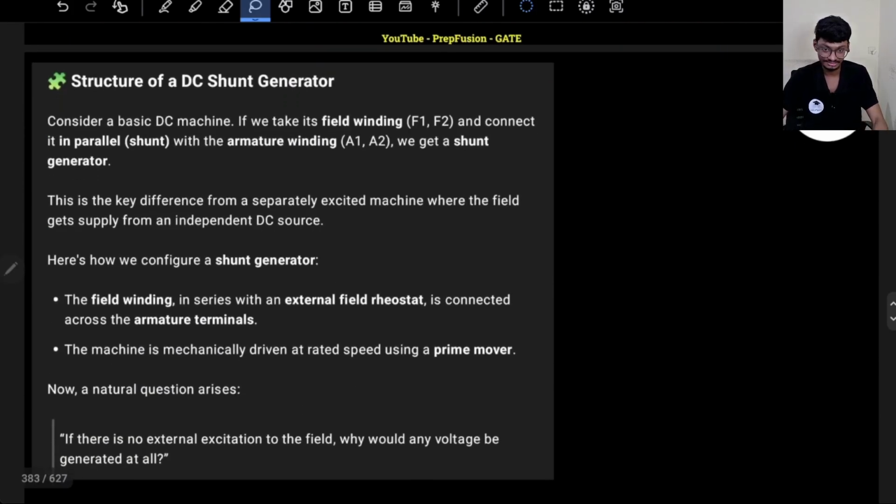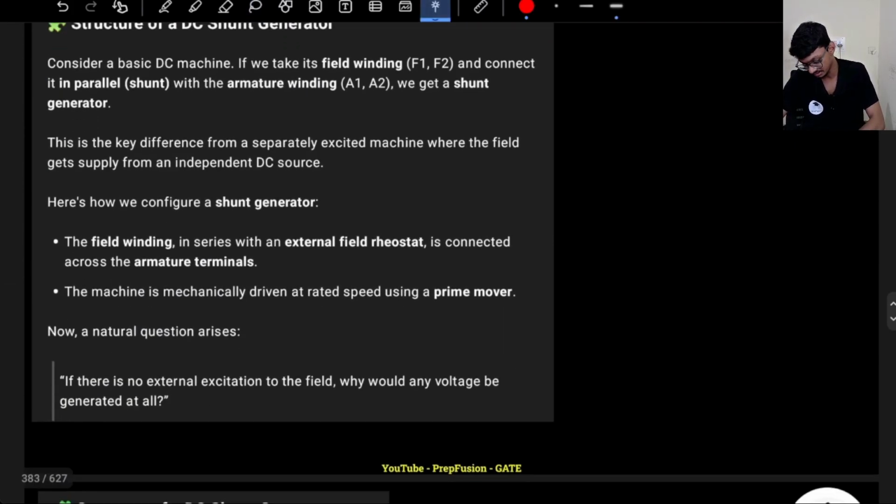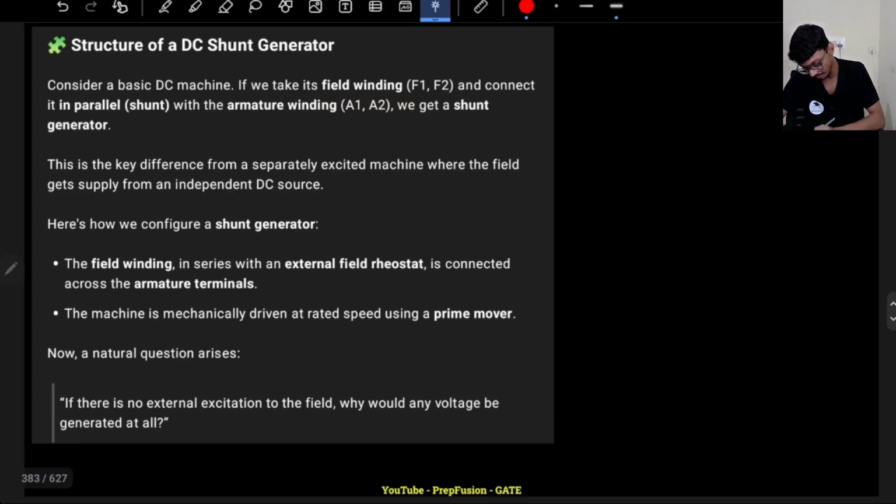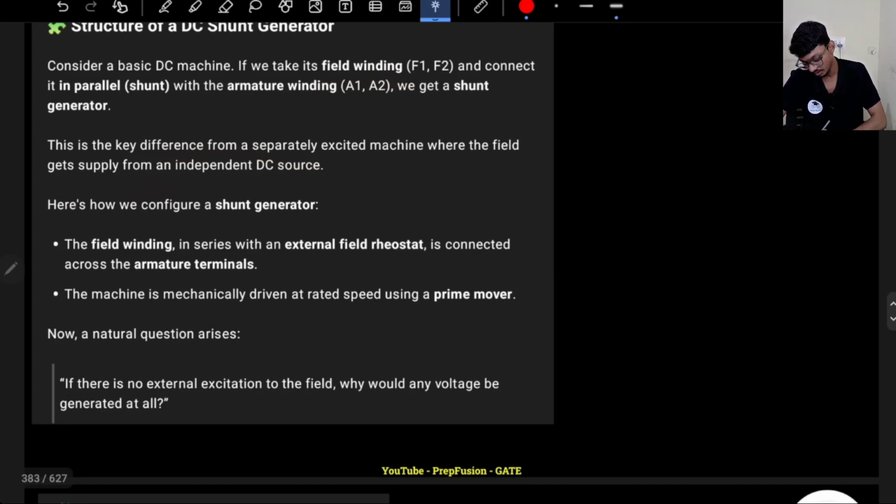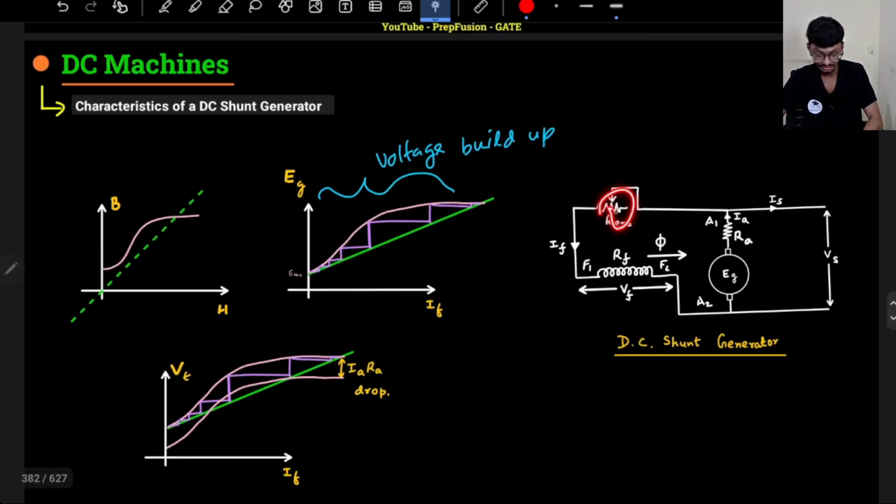Whatever we have discussed, the same thing will be written over here. Consider a basic DC machine. If you take its field winding and connect it in parallel, there is a key difference from the separately excited machine, where the field gets supply from an independent DC source. Here, the field winding is in series with the external field rheostat. So the circuit diagram is something like this.